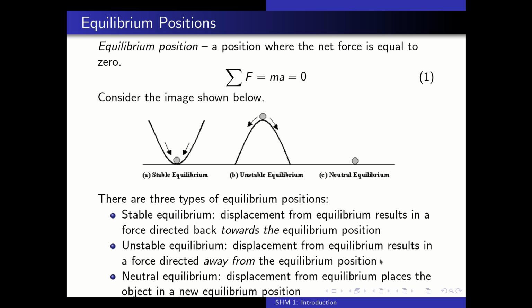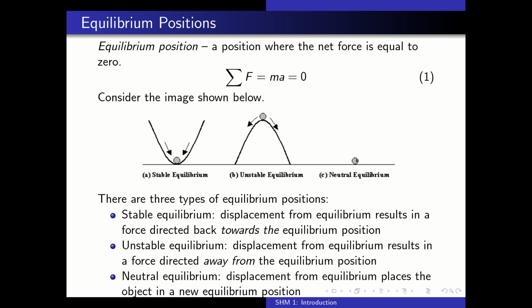But if we displace even just a little bit, it'll roll away and it won't come back. The last case is our neutral equilibrium. In our neutral equilibrium, we're sitting here in an equilibrium position. If we displace just a little bit to the left, we're still in an equilibrium position. A little bit to the right, we're still in an equilibrium position. There's no force that shows up or develops regardless of how we move this.